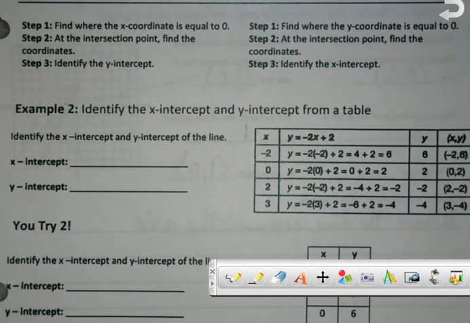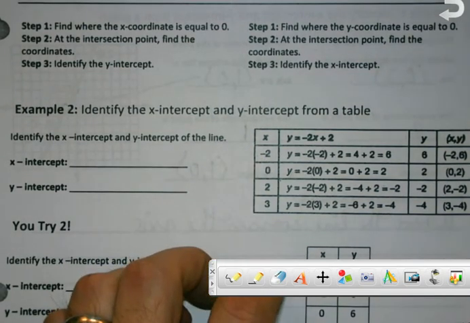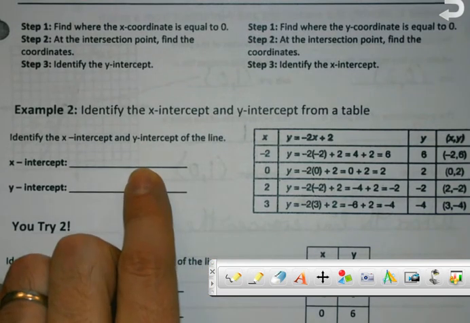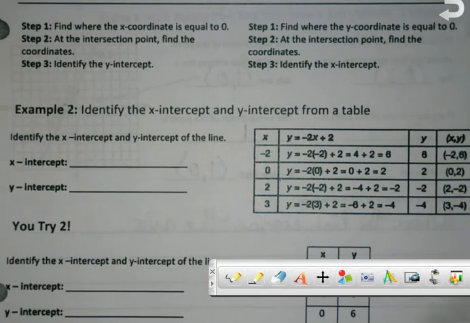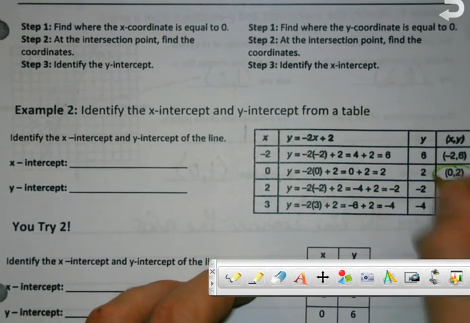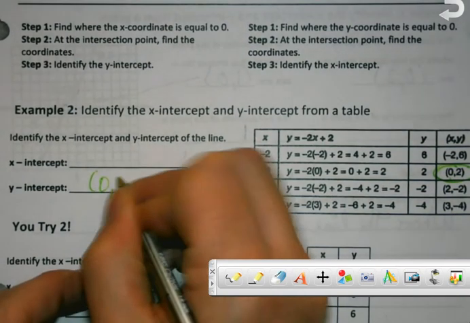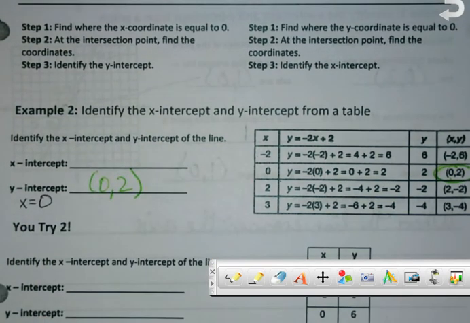Now, let's say sometimes we get a table instead. We might not always get a picture. Sometimes we may get a table instead, so they'll give us my x and y values. Now here's where it gets a little trickier. My x-intercept may be a little harder to find. I look at this one, and here's one with 0. My x value is 0. That's the y-intercept. So when x equals 0, that's my y-intercept.